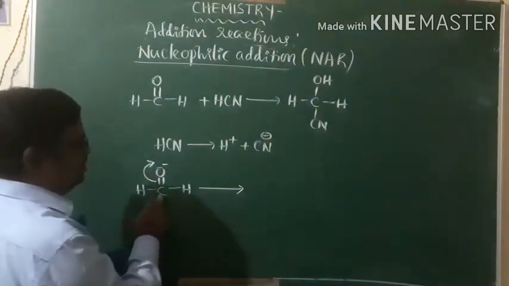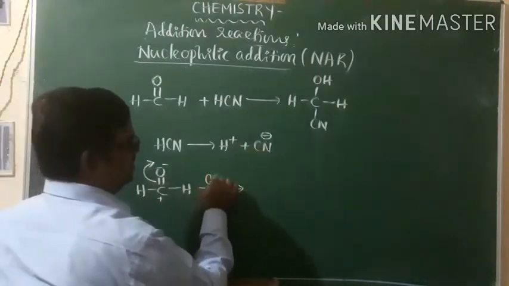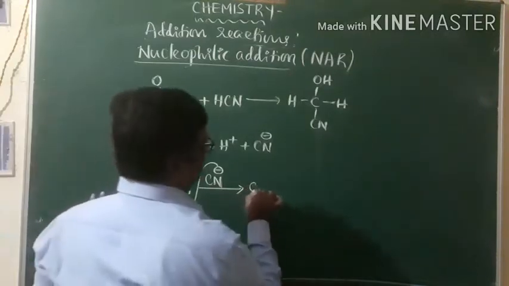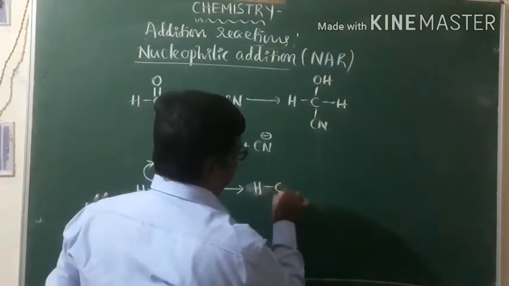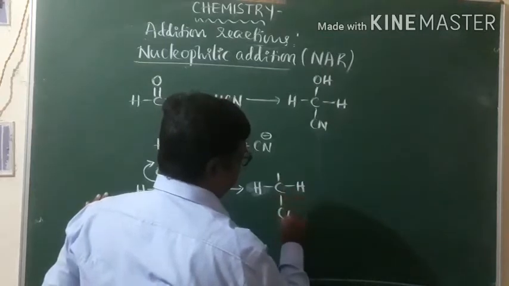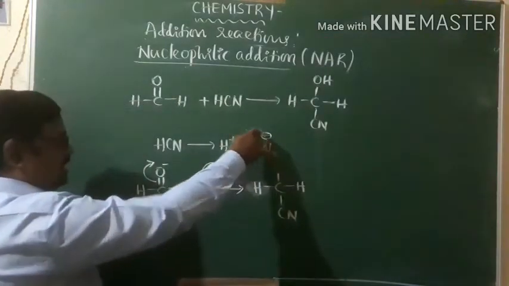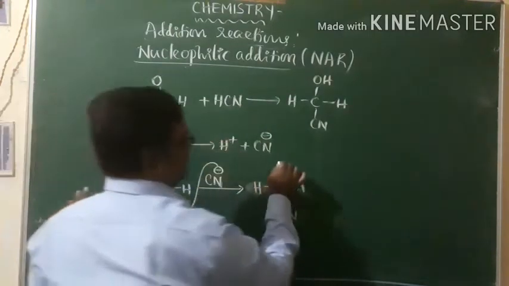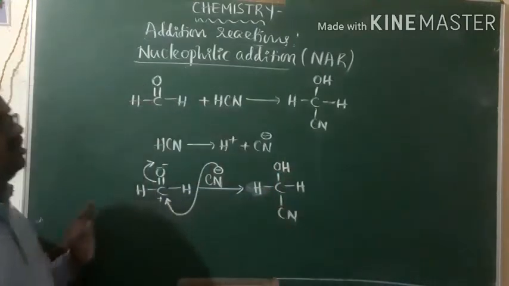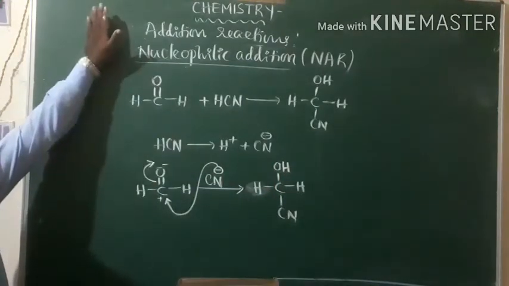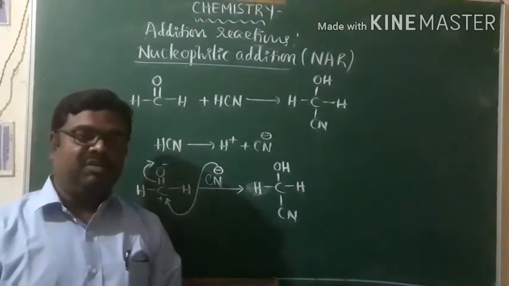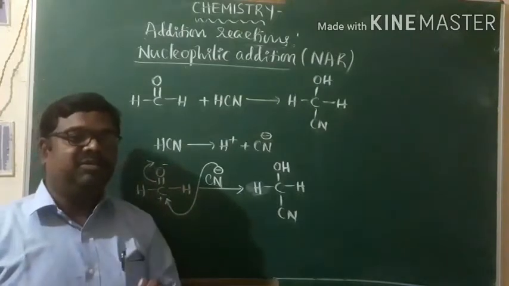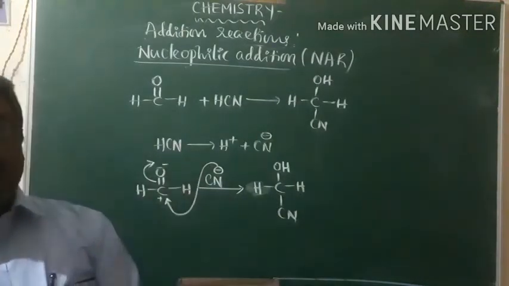Therefore, this positively charged carbon must attract CN minus. That results in the formation of the product, where CN will be attached to carbon because CN is negatively charged, carbon is positively charged. This O minus, negatively charged oxygen, attracts H plus and that becomes OH. So this is what we call nucleophilic addition reaction. That is, if the addition reaction is initiated by the nucleophile, that reaction is called nucleophilic addition reaction.